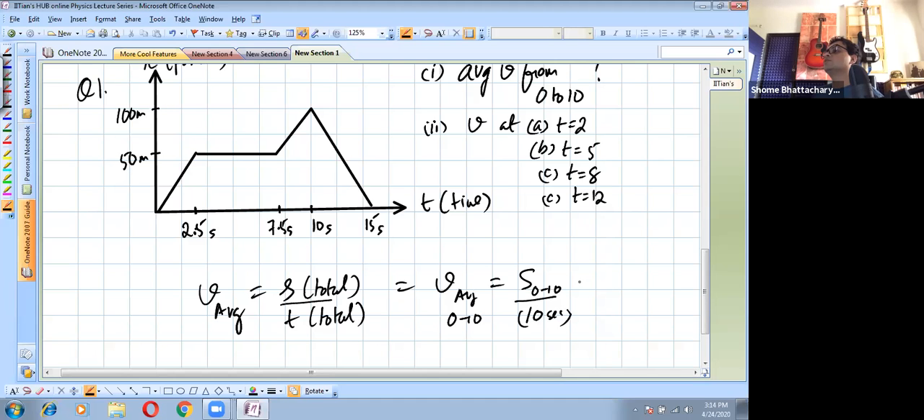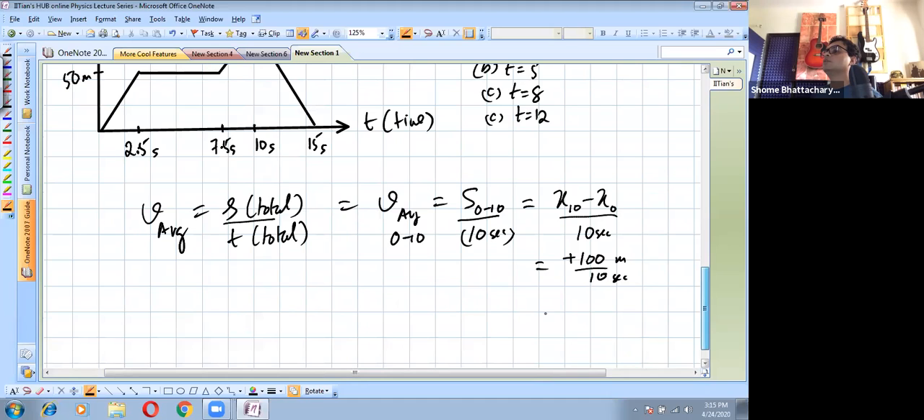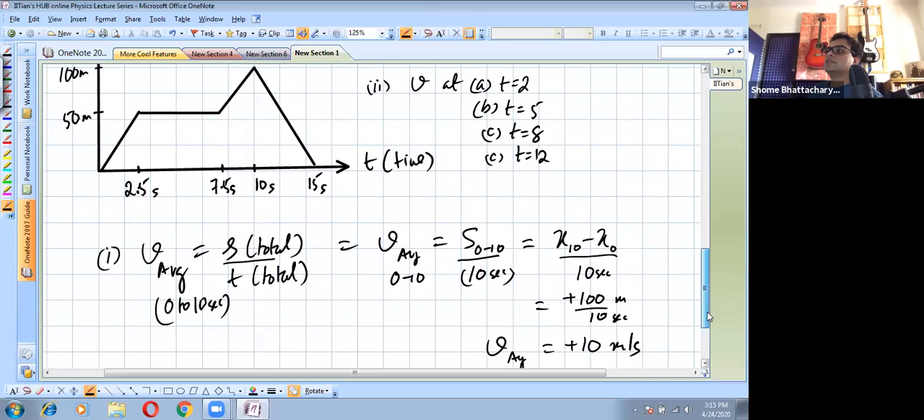Now displacement from 0 to 10 is nothing but change in position. So it is the value of position at 10 seconds minus the value of position at 0 seconds divided by 10 seconds. Now you can see from the graph, in 10 seconds the position has reached 100 meters. So it is plus 100, starting from 0 of course, divided by 10 seconds. So the average velocity should come out to be a positive quantity, plus 10 meters per second. Okay, so this is the answer for the first part, from 0 to 10 seconds. That's it. Alright, so I will just leave you to quickly understand this.